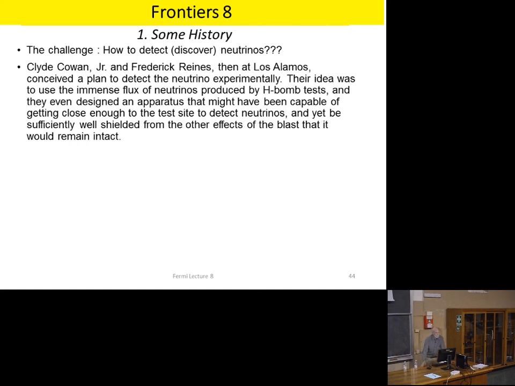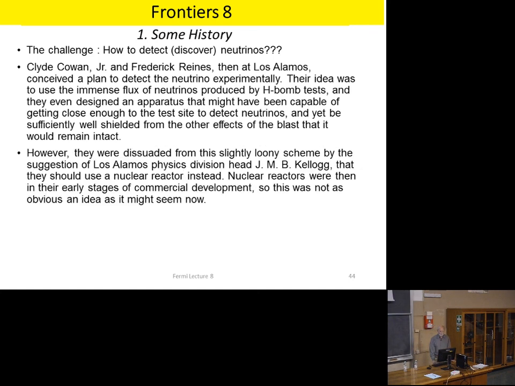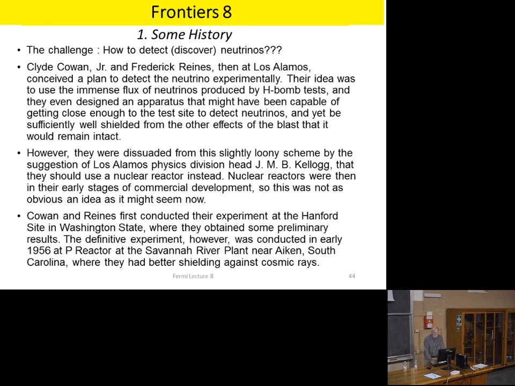And they even designed an apparatus that might be able to do that. It was to be installed at the test site to detect neutrinos, well enough shielded so it would survive and they could detect neutrinos. This was a serious proposal. However, they were dissuaded from this crazy scheme by the leaders of the Los Alamos Physics Division, especially someone named Kellogg, and they were pointed to the idea that maybe they could do the same thing on a nuclear reactor instead of a nuclear explosion. And in fact, that's the way they were finally detected.